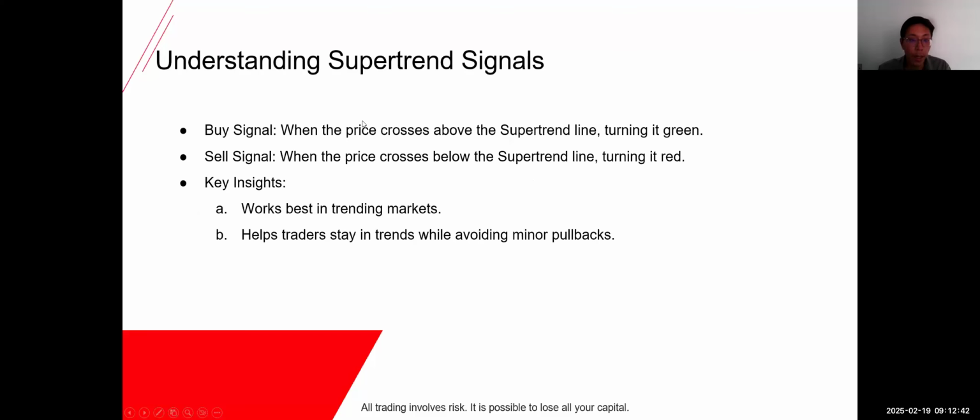Next, understanding Supertrend signals. Buy signal: when the price crosses above the Supertrend line, turning it green. Sell signal: when the price crosses below the Supertrend line, turning it red. There are a few key insights to this. It works best in trending markets. Of course, the name says super trend, so we should always follow the trend until it bends. It also helps traders to stay in trends while avoiding minor pullbacks.